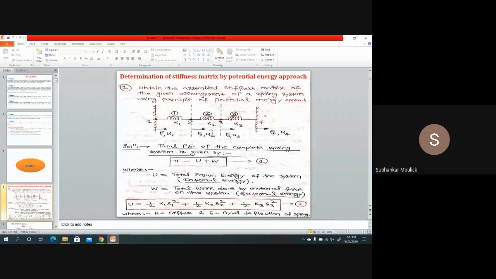Those who attended yesterday's lecture might know that yesterday I started the second module of this course, and we started the very first topic of the second module, that is determination of stiffness matrix by potential energy approach. We solved one problem and understood how we can find the global stiffness matrix for the entire problem by potential energy approach. Today we will continue the same topic by solving some more complicated problems.